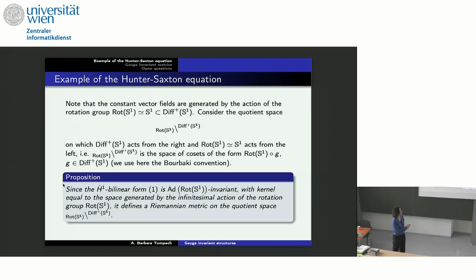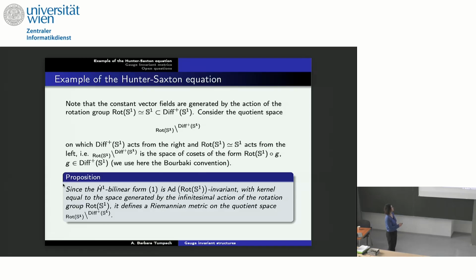So here again, mentioning that I'm using the Bourbaki convention where the small group here is on the left, the big one is on the right. So Diff plus acts on the right on this quotient, the rotation acts on the left on this quotient. So it's a space of cosets, and a given coset is written like this. You take a diffeomorphism and you look at all the diffeomorphisms that you can get by acting by a rotation on the left. For me, the rotation group is always at the same place.